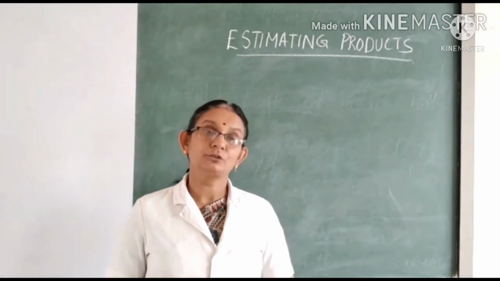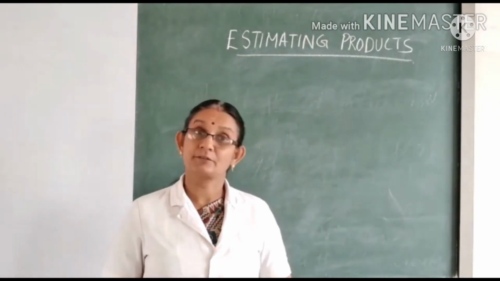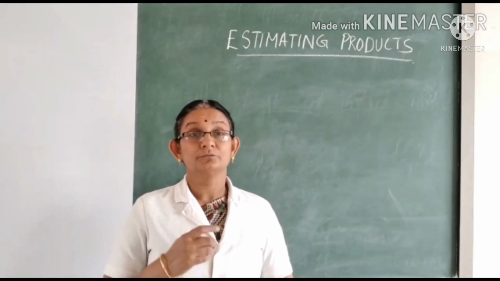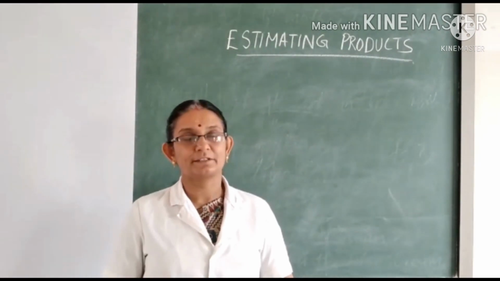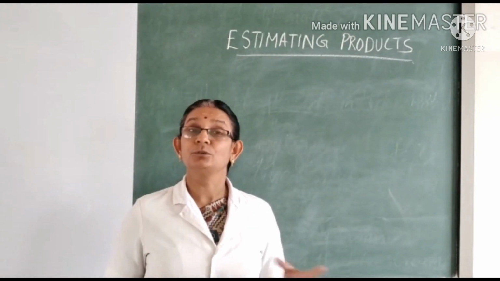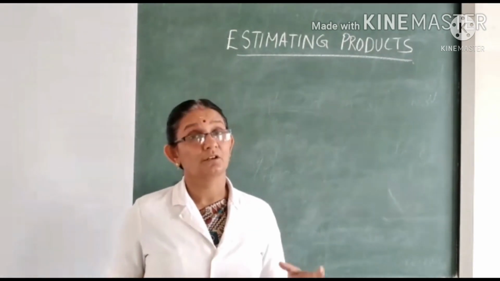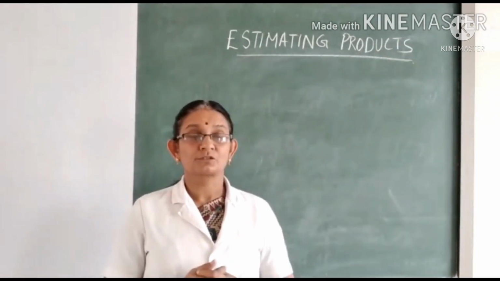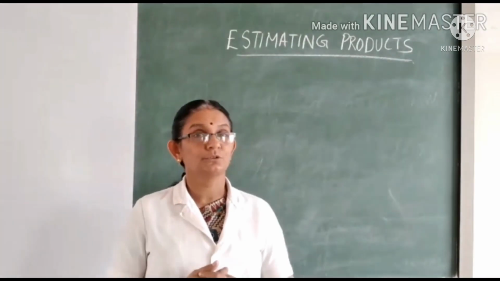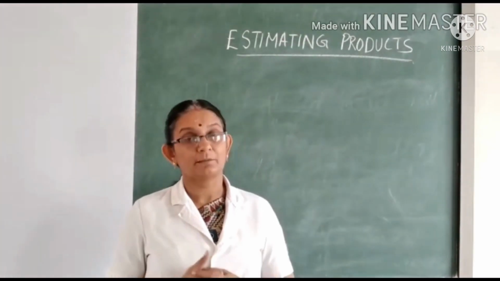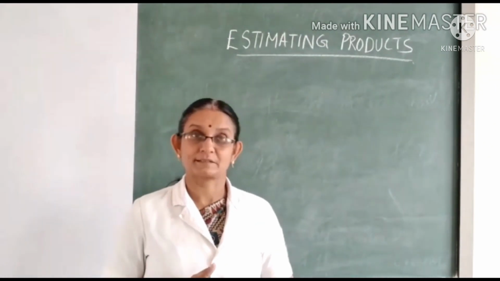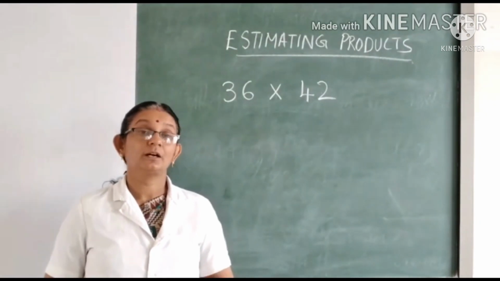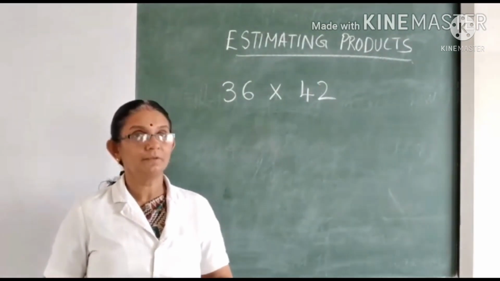For example, I want to order food for 175 people who are coming for the party, and the cost of food for one person is 120 rupees. So I need to know how much approximate amount I have to spend for food. So estimating products will help you to find the approximate amount of money to be spent. Okay, so we are going to learn now how to estimate the product of numbers.